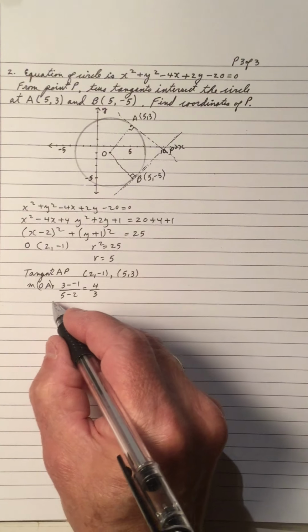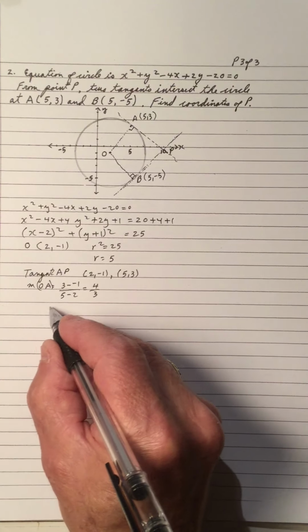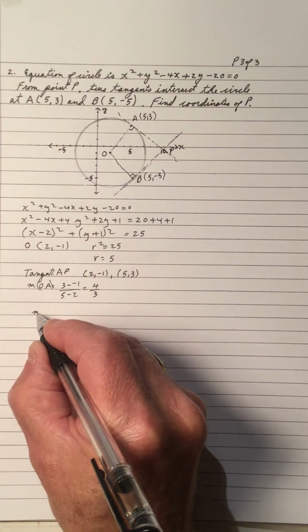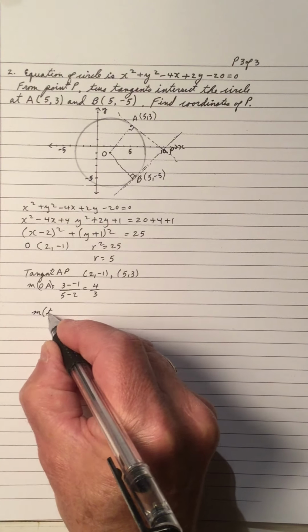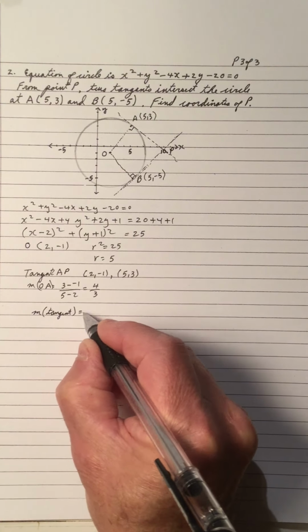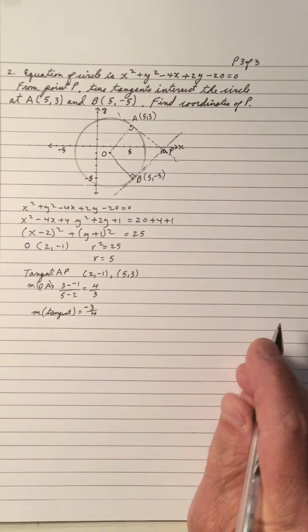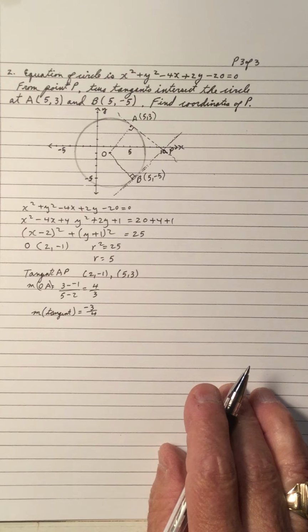So the slope of the tangent, or the perpendicular line, is the negative reciprocal. So we turn it over, 3 over 4, and we make it negative.